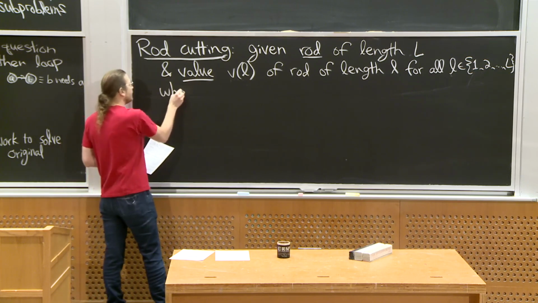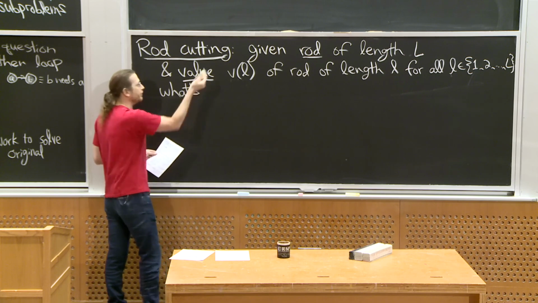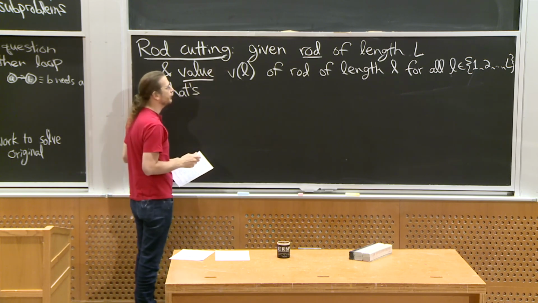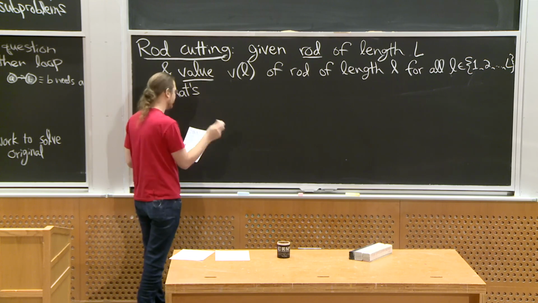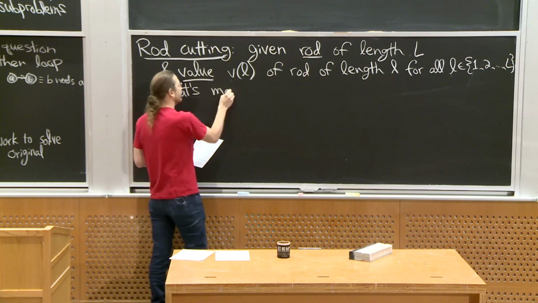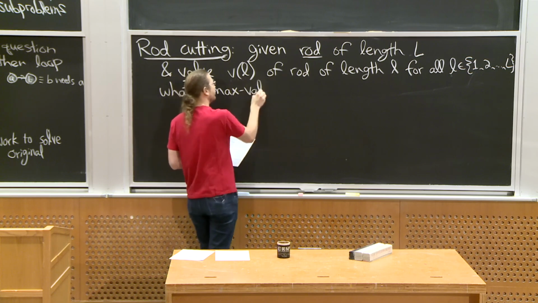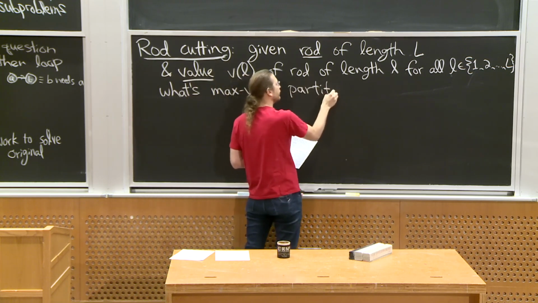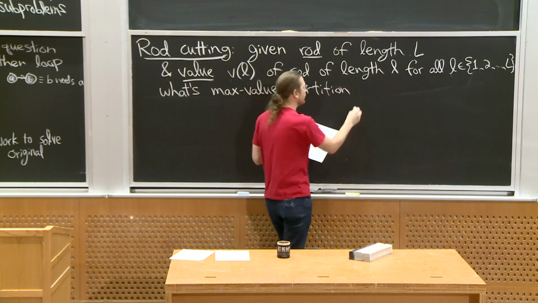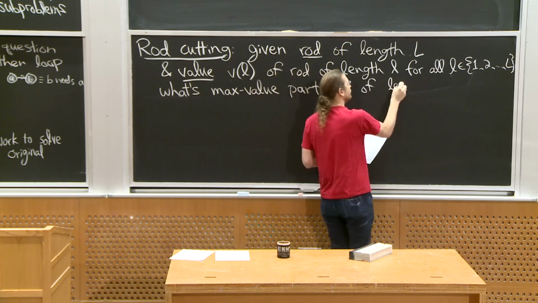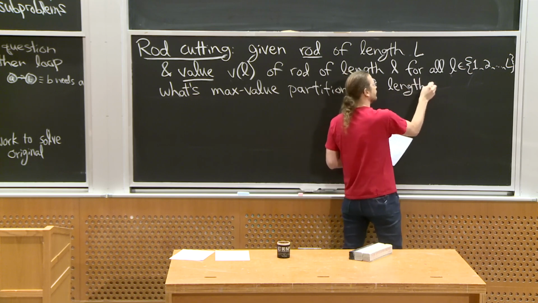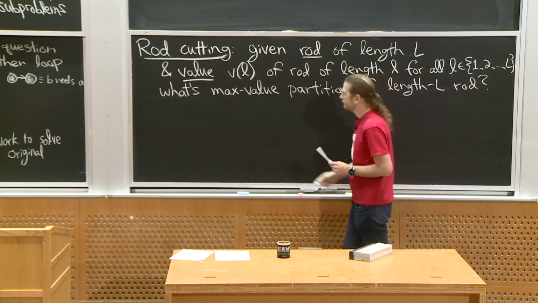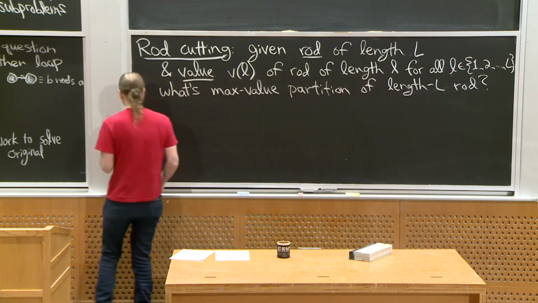And we want to know what is the best way to split up our big rod of length capital L into various rods of small l length, potentially different lengths. So I'll call this the max value partition. In mathematics, this is called partition, a bunch of numbers that sum to a given number. And we want to maximize the total value, naturally.